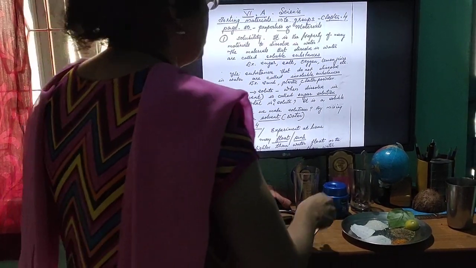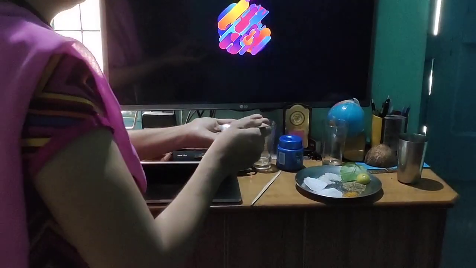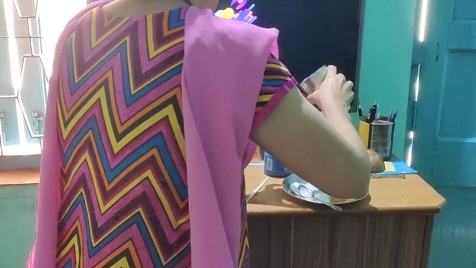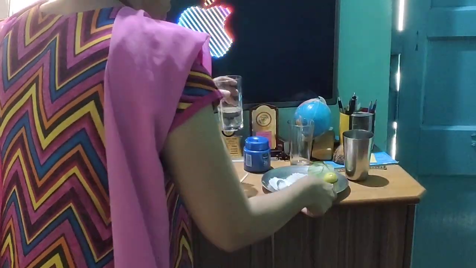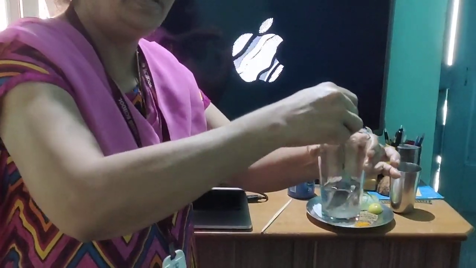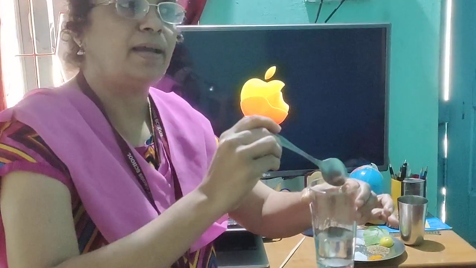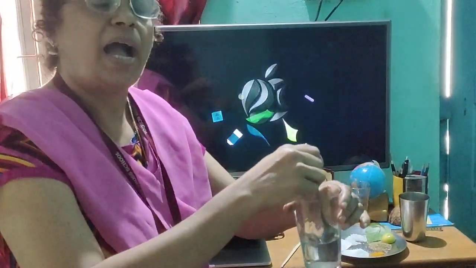Now, suppose I am adding sugar. Here is sugar with me. This sugar is actually what? It is a solute. When I put that in water and you stir with a spoon, you can see in minutes time that sugar will dissolve in water. So sugar is solute, and what I am making is sugar solution, and water is the solvent. Actually, water is known as a universal solvent because it can dissolve maximum number of solutes in it.